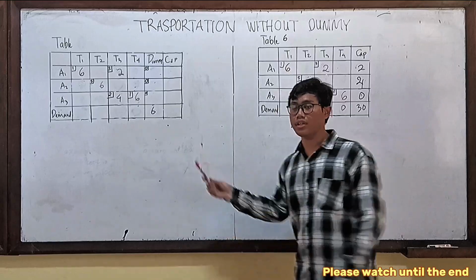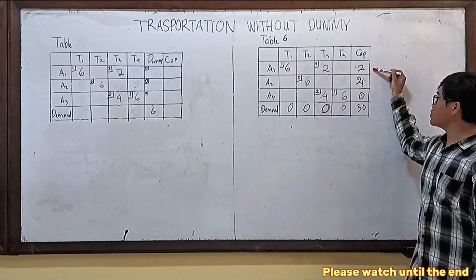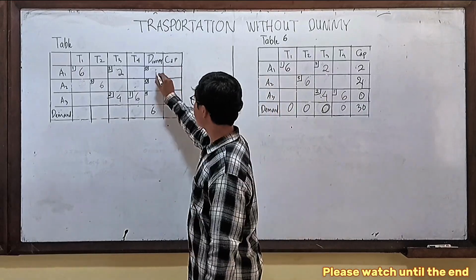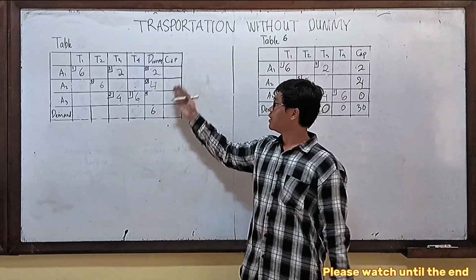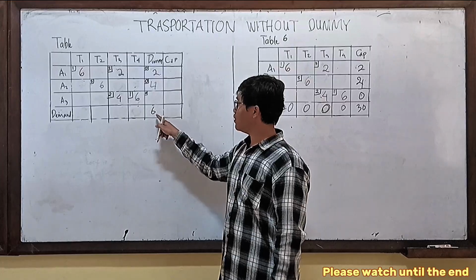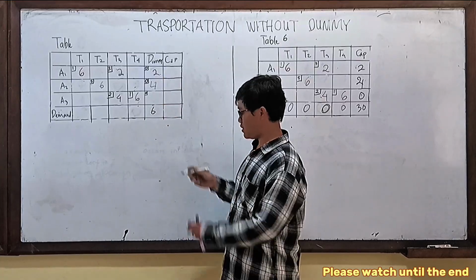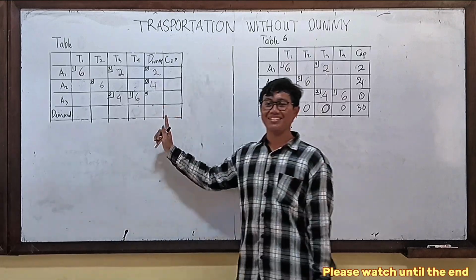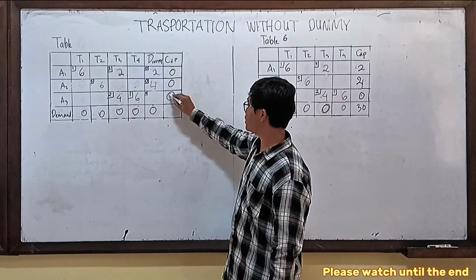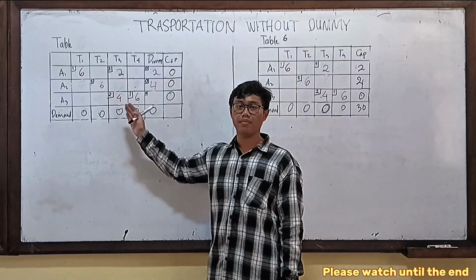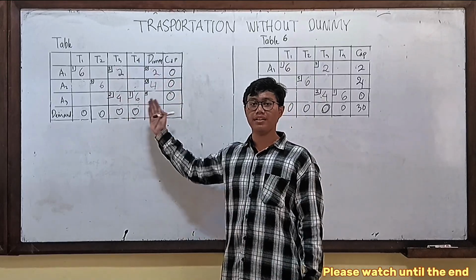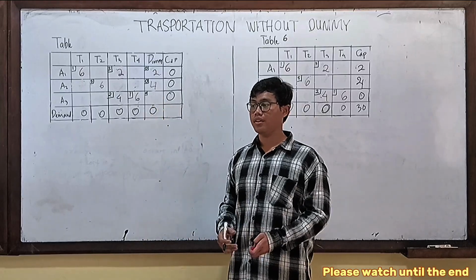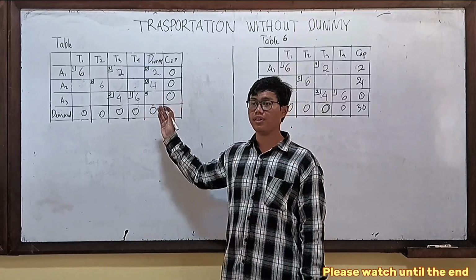And then we know that the remaining capacity in A1 is 2 and in A2 is 4. Then we add it in the dummy, like this. Then the remaining demand in the dummy is 0. Here is the final product. But we must say whether it is the final or optimum program, or whether we have another more optimum program. So we have to check it.